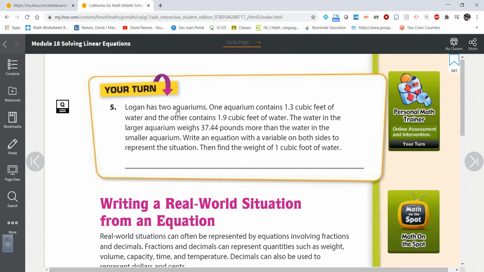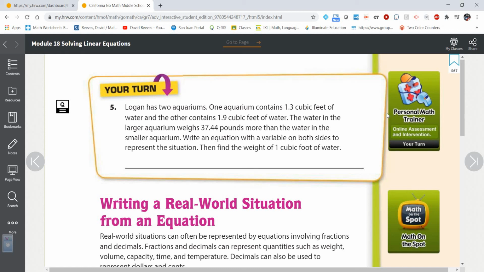All right, so last one we're going to do here in this video. Logan has 2 aquariums. One aquarium contains 1.3 cubic feet of water, and the other contains 1.9 cubic feet of water. The water in the larger aquarium weighs 37.44 pounds more than the water in the smaller aquarium. Write an equation with variables on both sides to represent the situation. Then find the weight of 1 cubic foot of water.